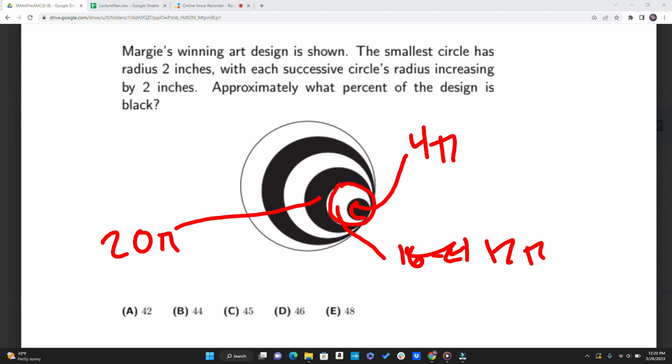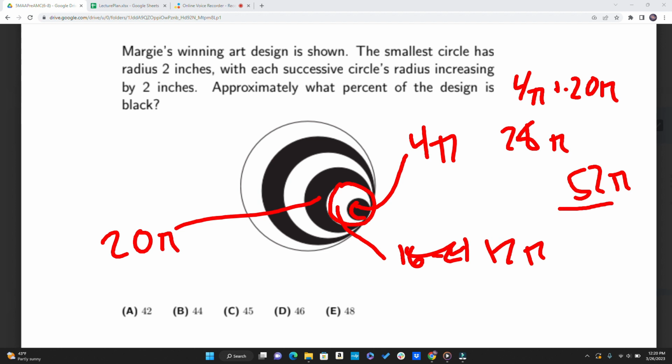And now we can see a pattern. This is always increasing by 8 pi, right? We get from 4 pi to 12 pi, 12 pi to 20 pi, and that's an increase of 8. Okay, so that's helpful. So our black area is going to be the 4 pi plus the 20 pi, plus we've got another 8 added, so that's 28 pi. Okay, so that's a total of how much? 28 plus 20 plus 4, that's 52 pi. So 52 pi is the area that's black.